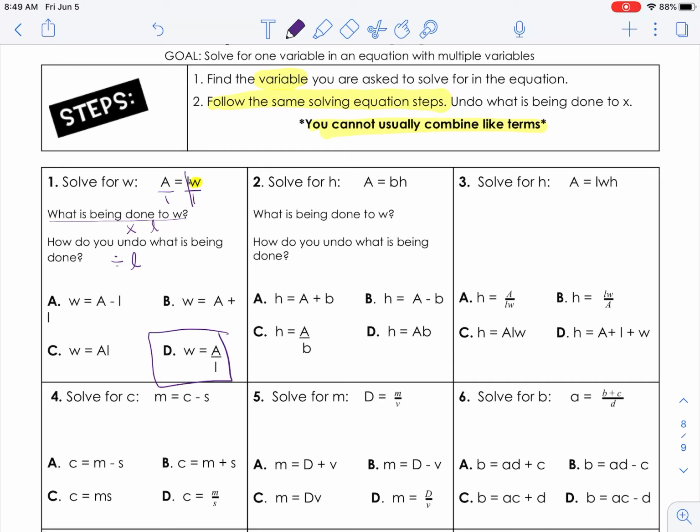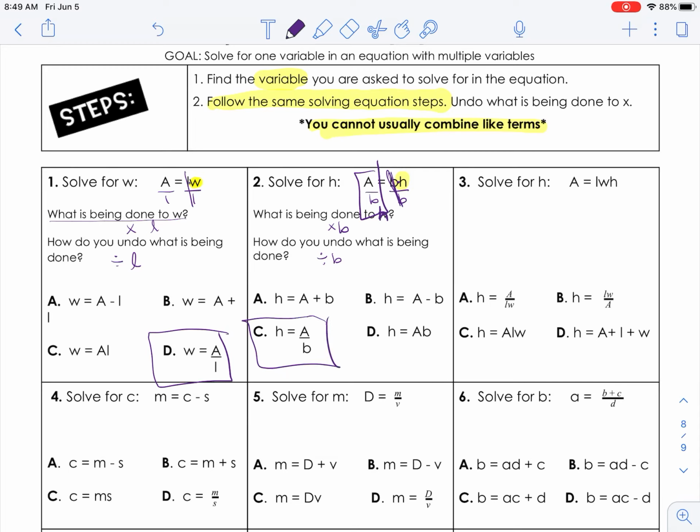Number 2, we're going to do the same thing. It says solve for H. I don't know why there's a W there. We want H by itself, so I'm going to highlight H. And again, we're multiplying by B. I undo multiplication by dividing, so I'm going to divide both sides by B. That's going to get rid of my B there, and it's just going to be 1H equals A over B. So that's going to be answer choice C.